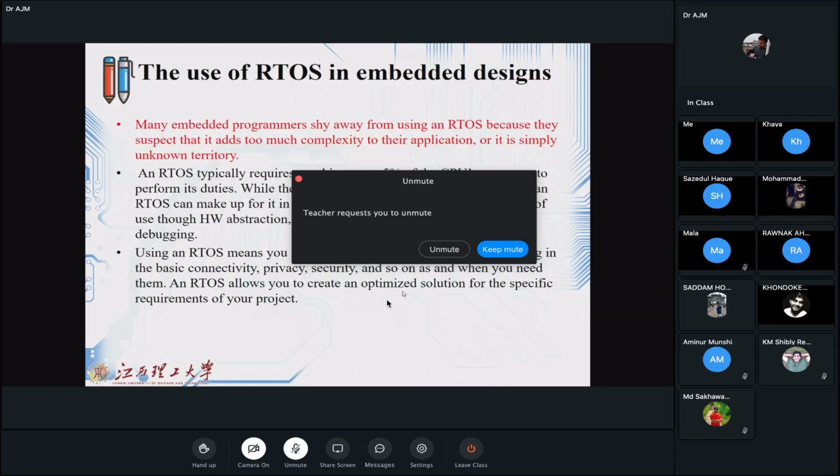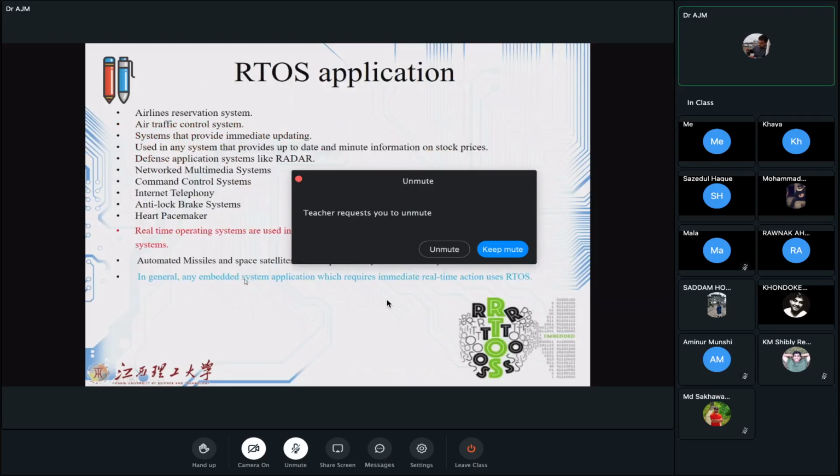Many embedded systems, and maybe even many embedded programmers, according to one article, shy away from using the RTOS because they suspect it adds too much complexity. But really, an RTOS typically requires 5% of CPU resources, not more. And while there will always be some more resource use, an RTOS can make up for it in areas such as simplified determinism and has lots of benefits, as we can see in some applications like these.